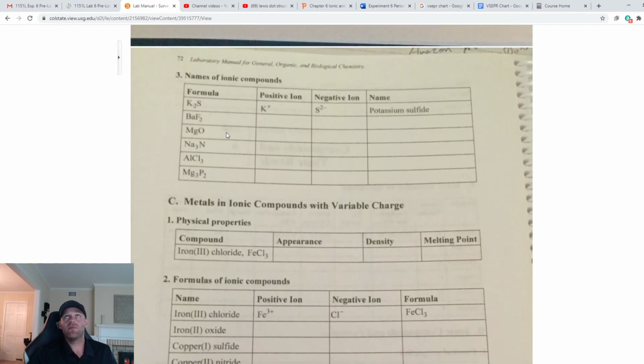Oxygen, you drop the YGEN and say IDE. So this one will be magnesium oxide. I'm not going to give you any hints to the charges though.